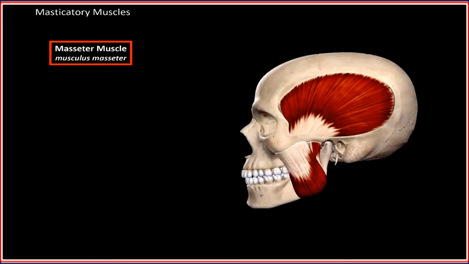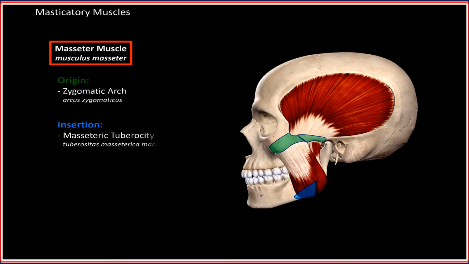If you look closely, you will see that it consists of a superficial part and a deep part, but they both originate from the same structure. The superficial part originates from the anterior part of the zygomatic arch, while the posterior fibers originate from the posterior part of the zygomatic arch. Fibers then insert at the masseteric tuberosity at the mandible, and when these fibers contract, they will elevate the mandible.